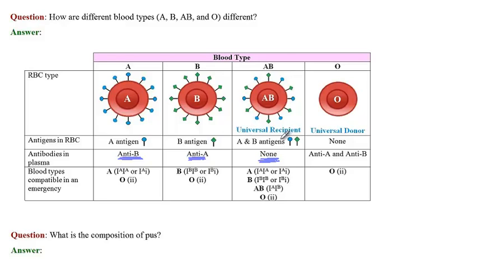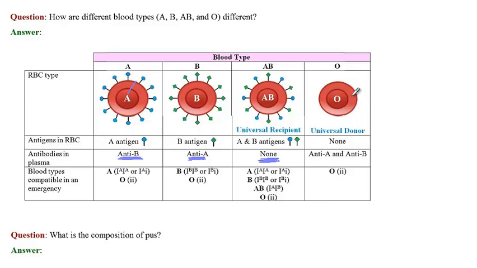And so they are considered universal recipients because they can receive blood from anyone, A, B, or O. Now, what happens with blood type O? Basically, blood type O has no antigen. And so therefore, their body will make antibody against both A and B antigen.